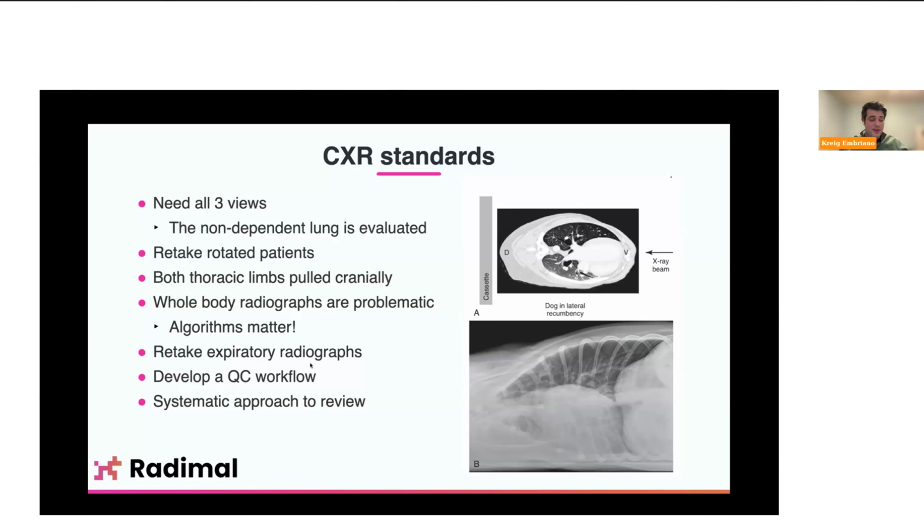Moving on to expiratory radiographs, again, you want to retake those, just like rotated and other issues. Develop a quality control workflow. This is actually really important and something that I implemented when I was in small animal ER.